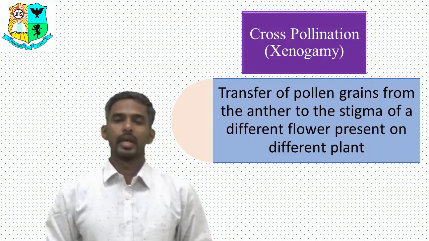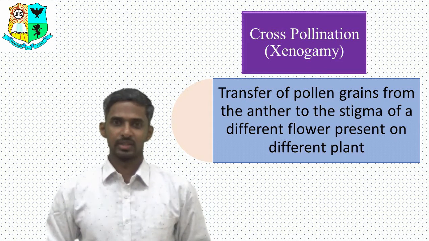Now, geitonogamy appears to be cross-pollination, because pollen from one flower is being transferred to another flower. Technically you can call it cross pollination, but genetically it is self pollination because the same genes are transferred, because both the flowers are on the same plant, and therefore we will not get any genetic variability, and therefore it is self pollination. Let us now look at what is cross pollination.